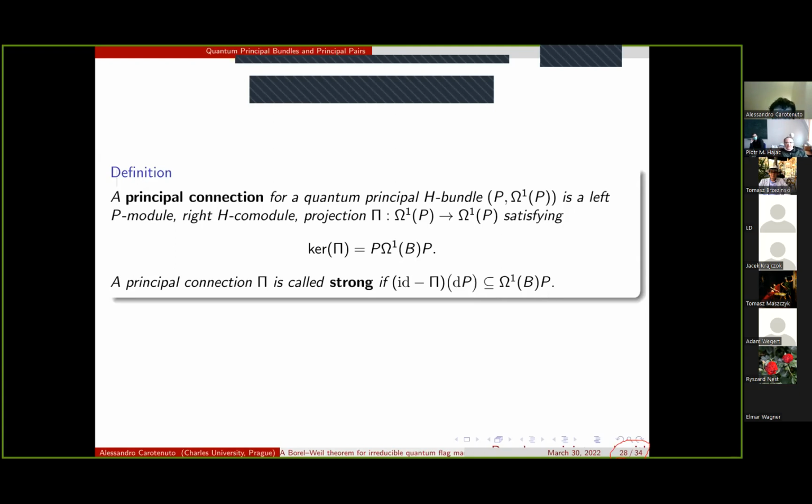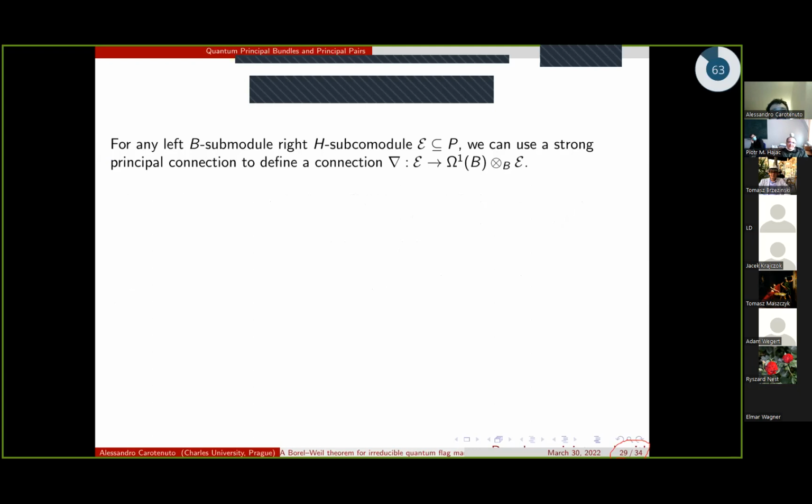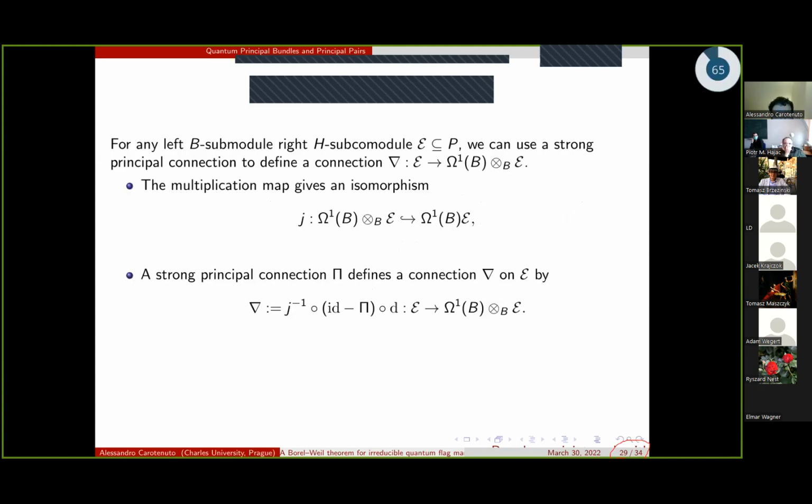Yes, exactly. Now, if we have a strong principal connection over a quantum principal bundle, we can build associated connections on the right submodule. That's exactly how I came up with this condition. I needed to have this connection. How do we do it? We remember that we have an isomorphism given by the multiplication map from Ω^1(B)⊗_B E into Ω^1(B, E), and the strong principal connection defines a connection in this way.